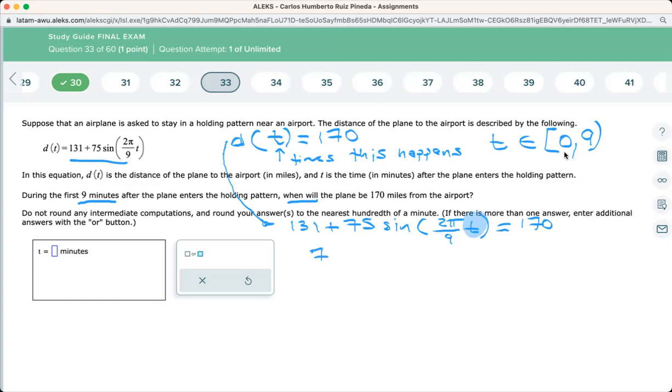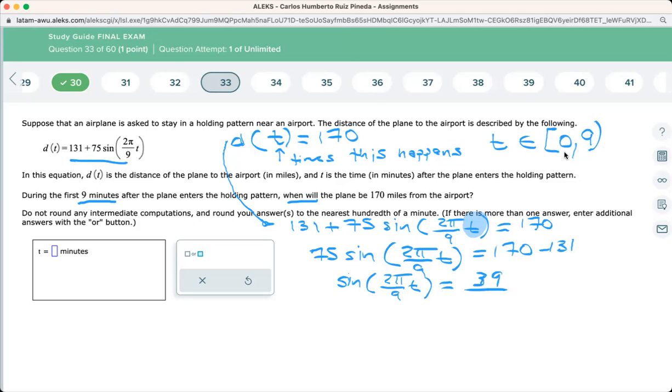So we have 75 sine of 2 pi over 9 t equals 170 minus 131. And then to isolate it completely, we need to divide by 75, because 170 minus 131 is 39, divided by 75. It is not necessary to simplify this fraction, because we can actually use a calculator for this.